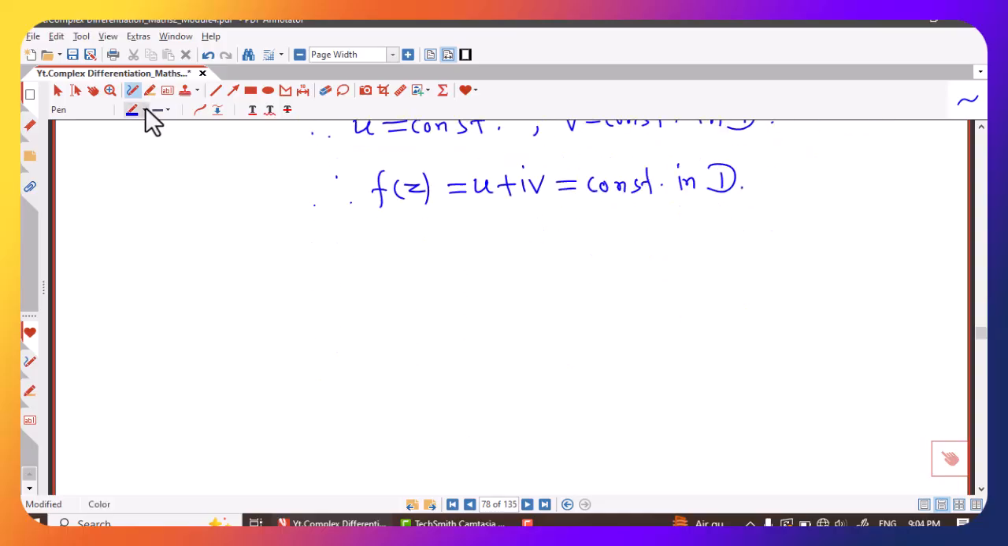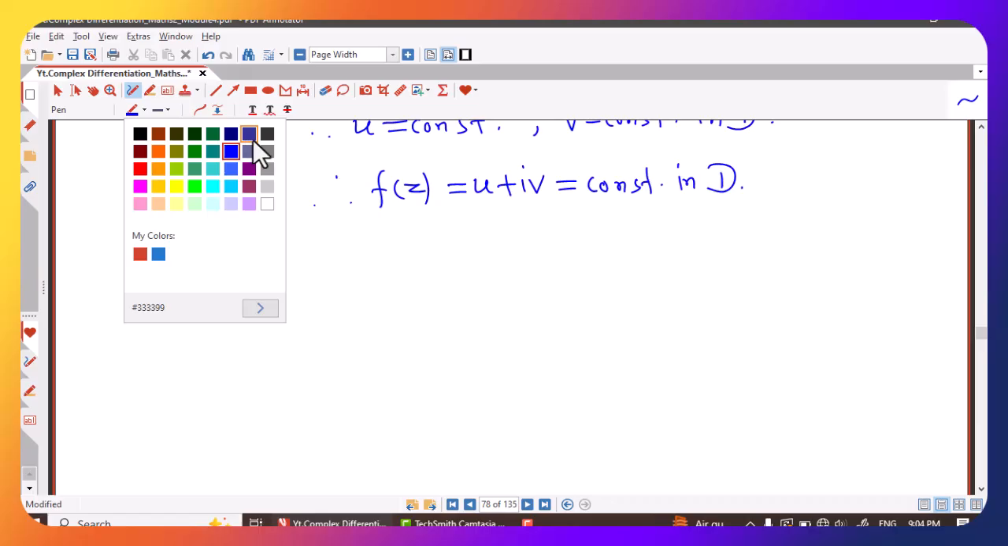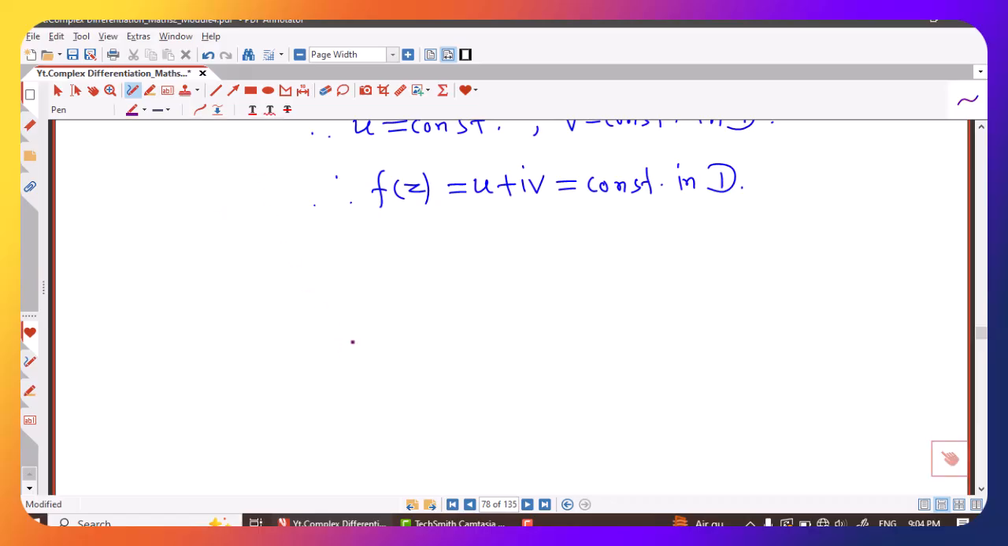If you recall the calculus of real functions, we know that if we have a function of one real variable denoted by f of x, and f dash x equal to 0, then f of x is constant. So here also we have the same result.